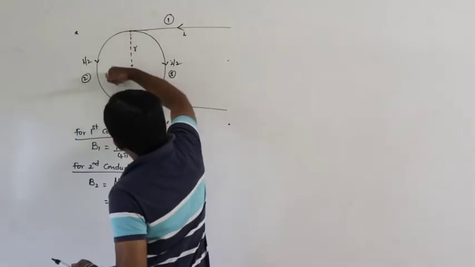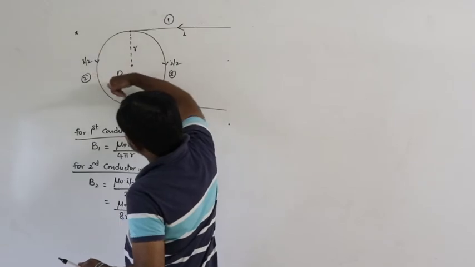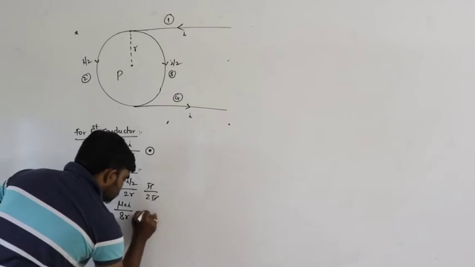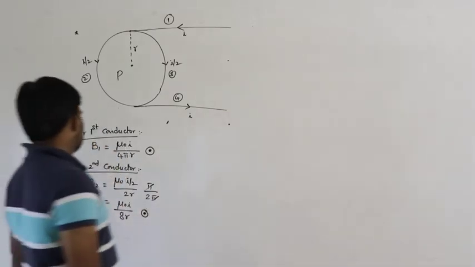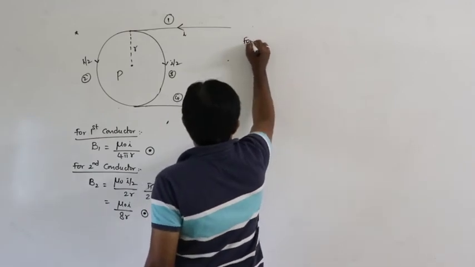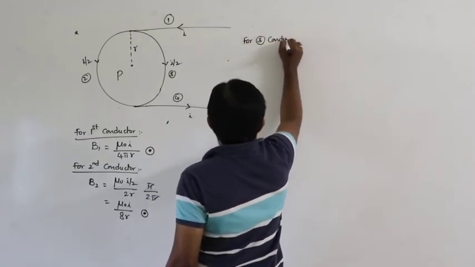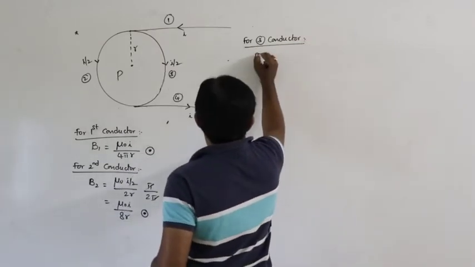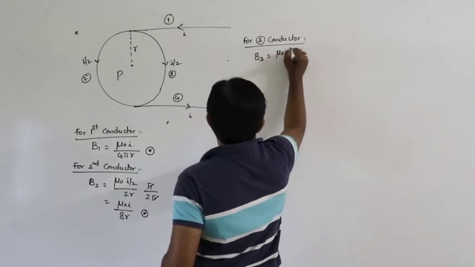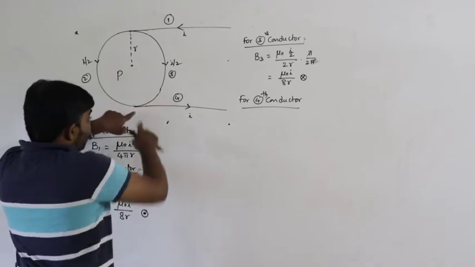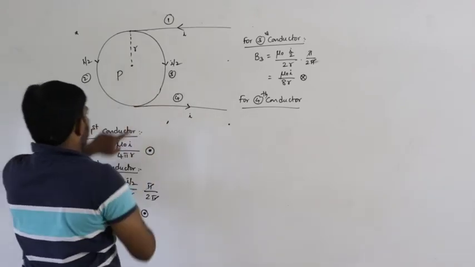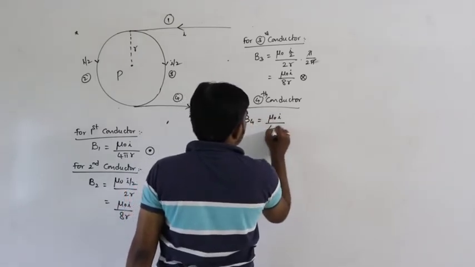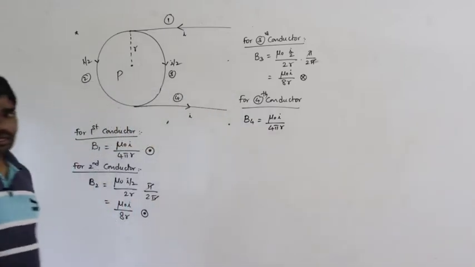So what is the direction? Outwards. Here the curling of the fingers is this one. The direction of the magnetic field is outwards again. Next, for the third conductor, again theta equals pi. B3 is equal to mu naught I by 8R, the direction being inwards. Now B4 is an infinite current carrying conductor with the point P at one end, so B4 is equal to mu naught I by 4 pi R.